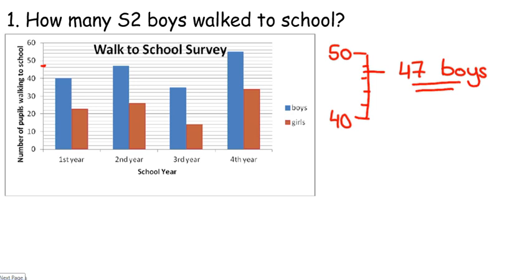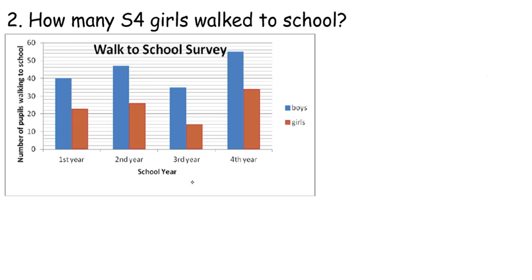Okay, let's look at the next one. This time how many S4 girls will have walked to school. So S4 girls are here, and again I'm just going to follow my line over for 30, and I'm going to make a little red mark showing me where that was. So it's then 2 little bits above 30, so that would be 34 S4 girls walk to school.